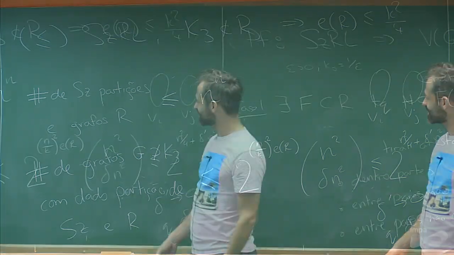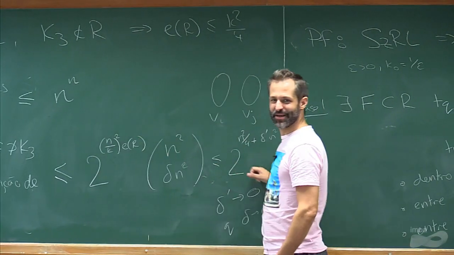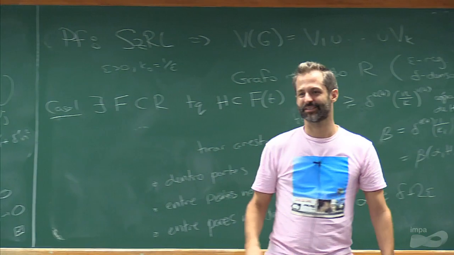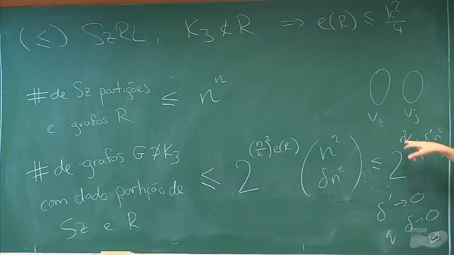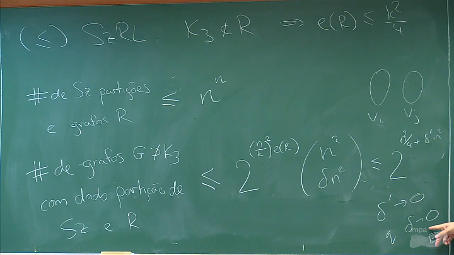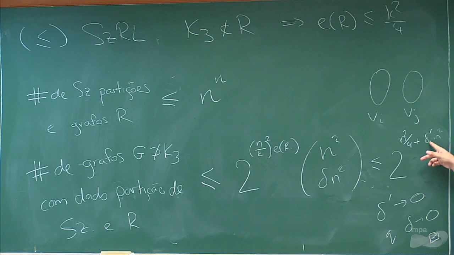So the number of graphs is at most this times this. This thing is 2 to the little o n squared. This is 2 to the n squared over 4. And this delta is going to 0 if delta goes to 0. So whatever bound you want to prove, we just choose delta small enough, and then epsilon small enough as a function of delta, and then n large enough as a function of epsilon. So if we want this thing to go to 0, we can make it go to 0 by sending n to infinity.